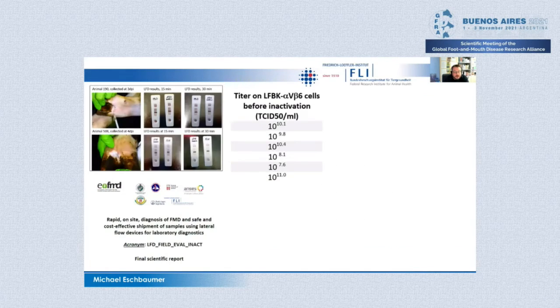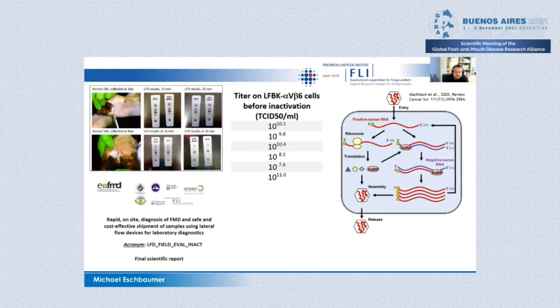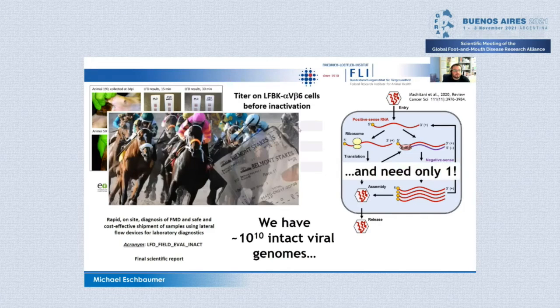We know that on one hand, there are absolutely enormous amounts of FMDV RNA on these devices. And on the other hand, only one intact FMDV genome needs to get into a cell to start an infection. So these are pretty good odds.